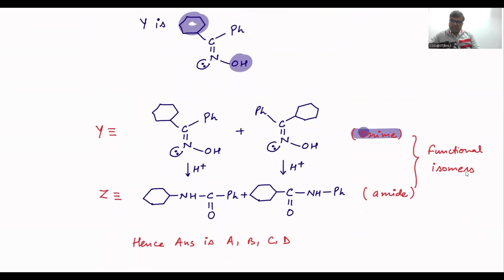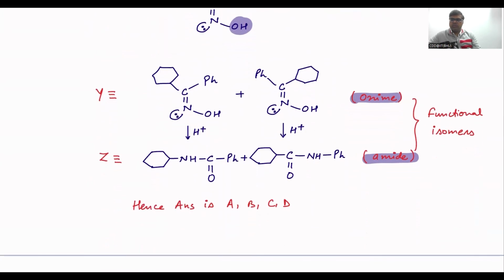So Y is an oxime and Z is an amide. And at the start itself, I told you that for the Beckmann rearrangement, the reactant and products are functional isomers. So that is also a part of this question. All of you can see that oxime and amide will be functional isomers. So for this question, all four options were correct. So the answer for the question is A, B, C, D. So it can be a good multiple choice question.